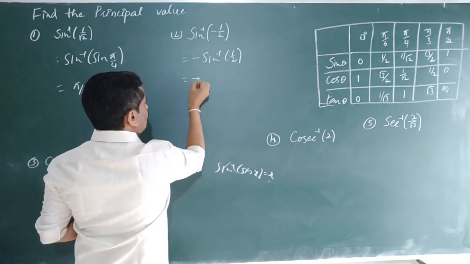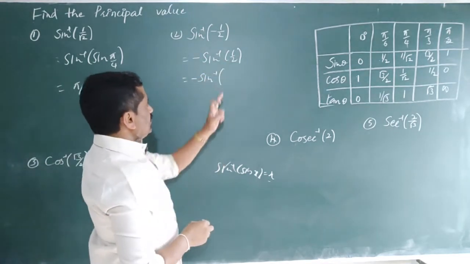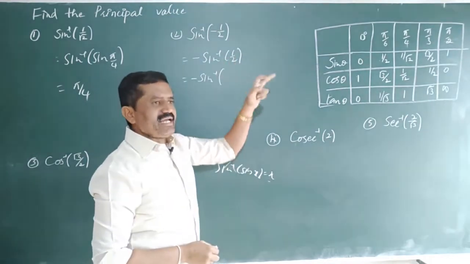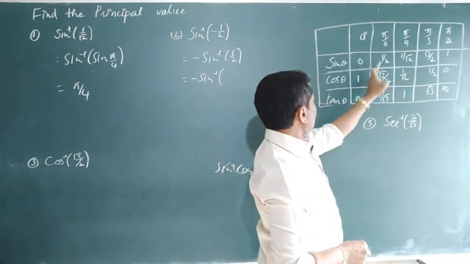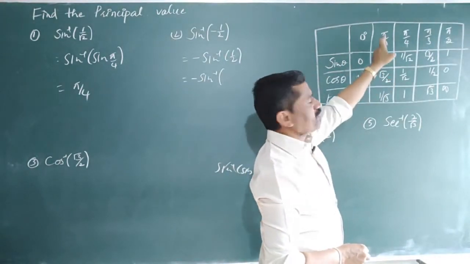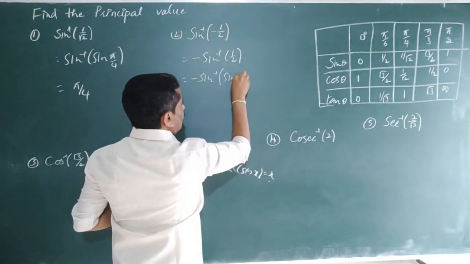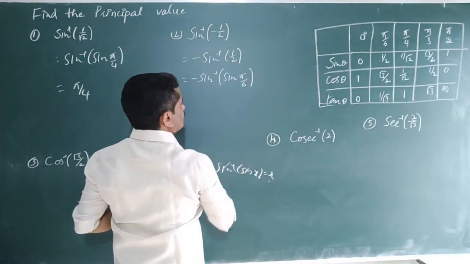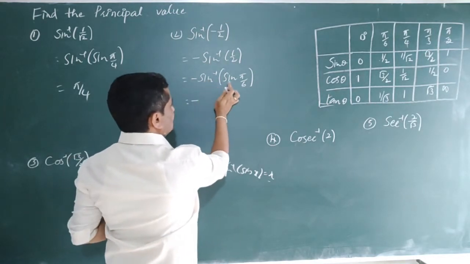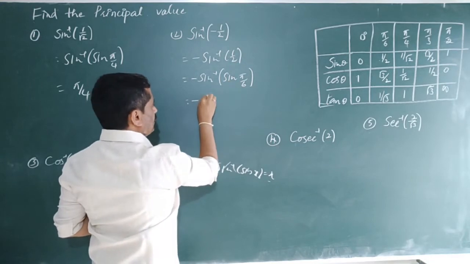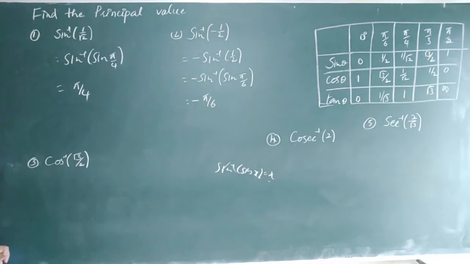Again, that is equal to minus sin inverse of 1 by 2. For which angle does sin satisfy 1 by 2? It is pi by 6. Therefore this can be written as sin pi by 6. Writing the minus as it is, sin inverse and sin cancel, we have minus pi by 6.